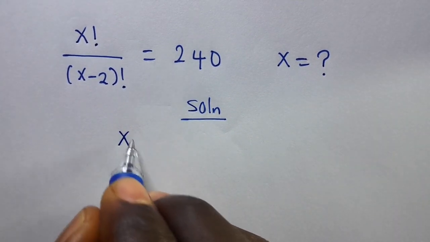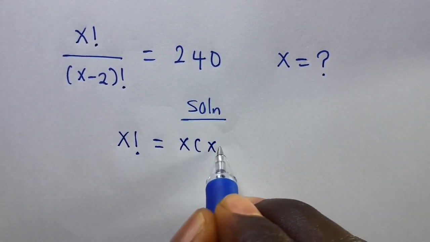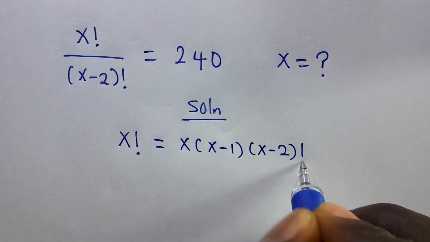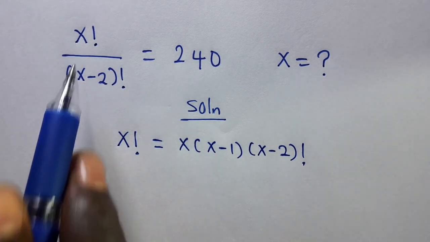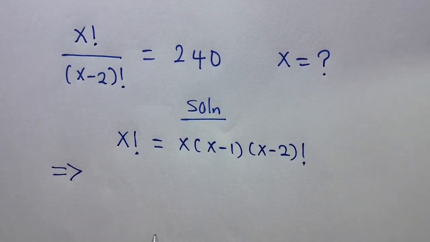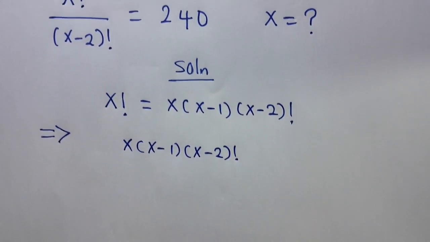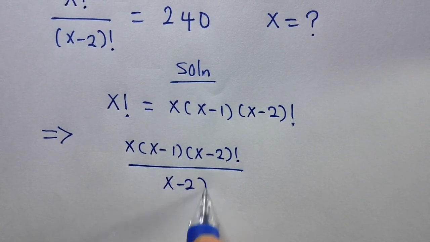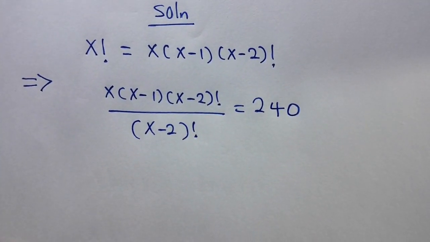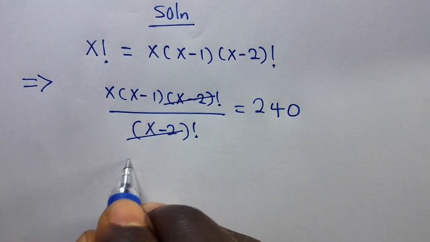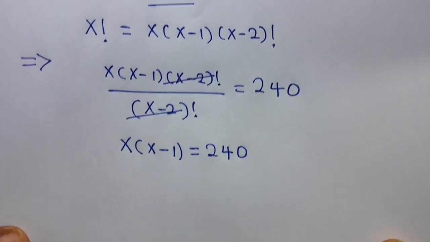Now take note that x factorial equals x into (x minus 1) factorial multiplied by (x minus 2) factorial. That's the general expression for the factorial notation. Now, by substituting this in the above, we're going to have x times (x minus 1) times (x minus 2) factorial divided by (x minus 2) factorial, so that this will cancel this out and everything equals 240. Now from here, this will cancel this, so we are going to have x multiplied by (x minus 1) equals 240.